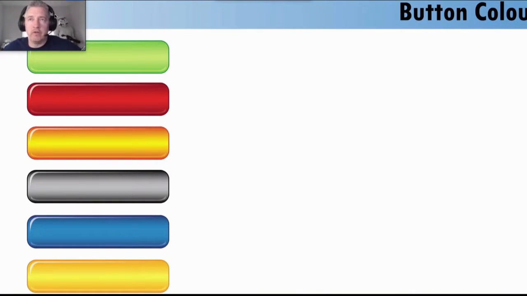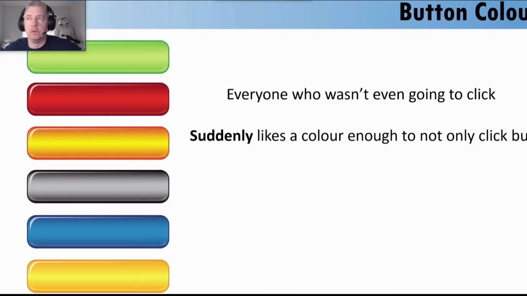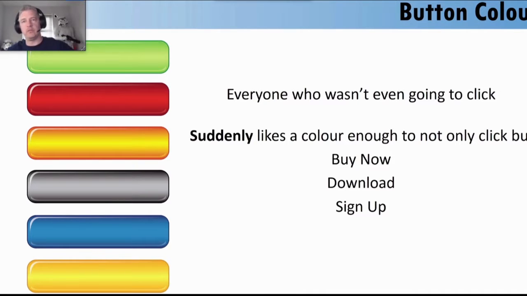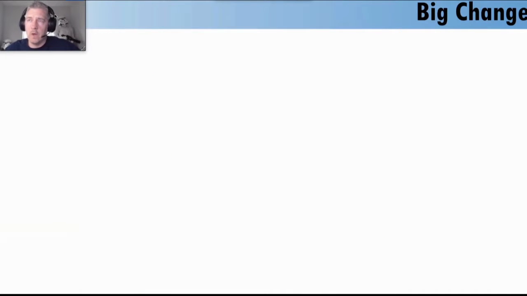The common one, and I'm actually going to use buttons as an example later on, is button color. Quite often we will see button examples because they're simple to explain. But we're being led to believe that everyone who wasn't going to click at all suddenly likes the color so much that they're not only going to click, but they're going to buy now, they're going to download, they're going to sign up, whatever the business objective from that button is. And they're going to do so in unprecedented volumes. They're going to do so at a level that is high enough to be visible in the analytics or the measurement tool that you're using for that.